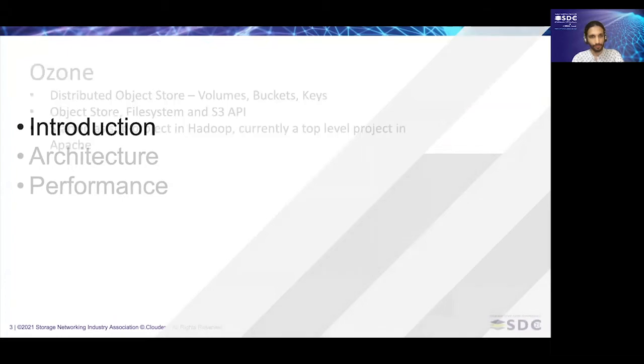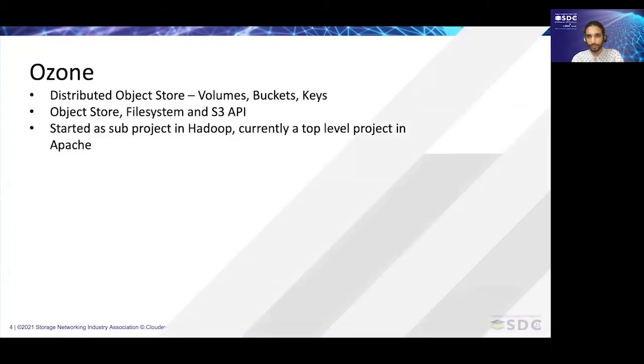Let's start with a basic introduction about Ozone. Ozone is a distributed object store. The namespace comprises of volumes, buckets, and keys. It has accessibility via the object store, file system, and S3 API. It started off as a sub-project in Hadoop, but currently it is a top-level project in Apache.